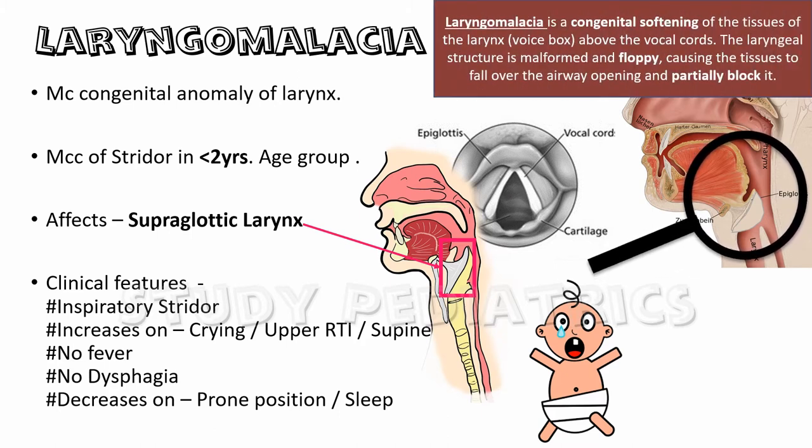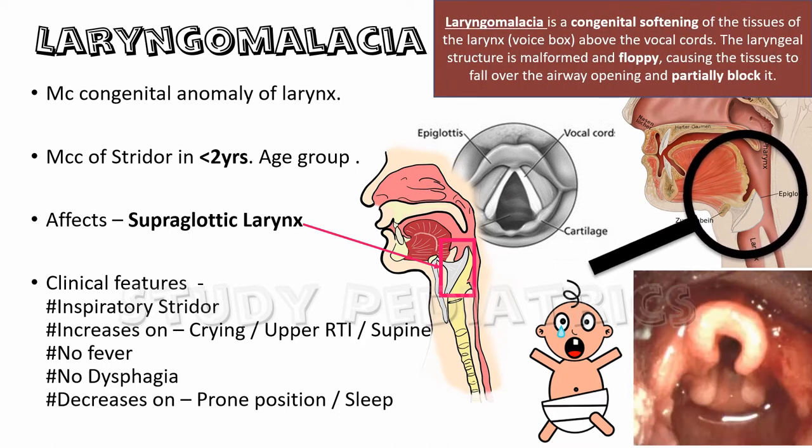Let's go ahead. Kindly note, laryngomalacia is a congenital softening of the tissues of the larynx situated above the vocal cords. The laryngeal structure is malformed and floppy, causing the tissues to fall over the airway and partially blocking it.